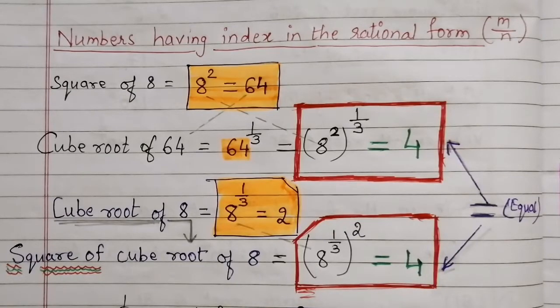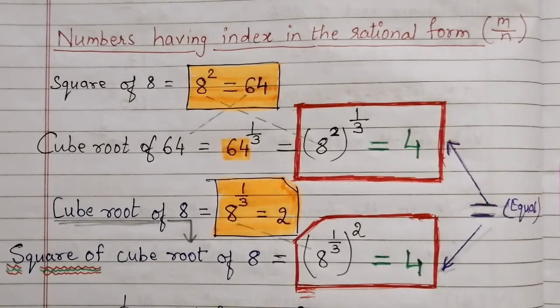Now we are doing the second part of our third chapter, that is indices and cube root. In part 1, we have studied how to express numbers in the index form and how to write the nth root of a. Now in the second part of this chapter, we will see how numbers having an index in the rational form can be expressed.